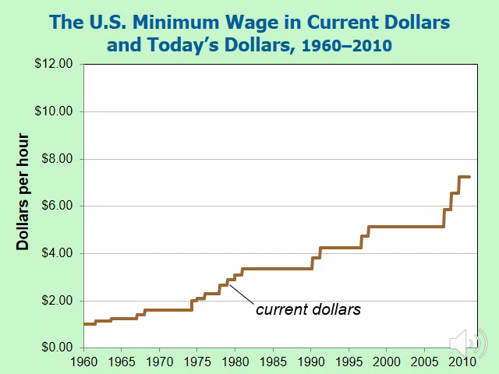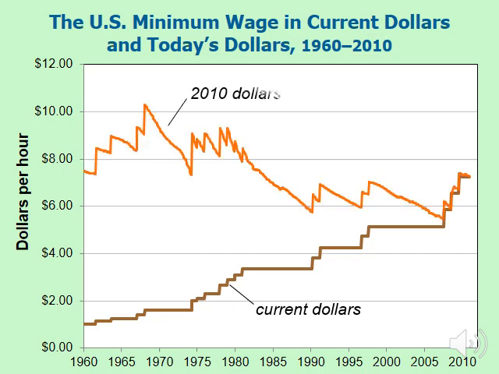The orange line indicates what the minimum wage's purchasing power would be in constant 2010 dollars. What you can see is that though the nominal minimum wage has increased with these various steps through time, the real wage has actually exhibited this sawtooth pattern, largely declining over time. This is because increases in the nominal minimum wage are not keeping up with inflation. And so consequentially, the purchasing power of the minimum wage has been declining, at least up through 2010.